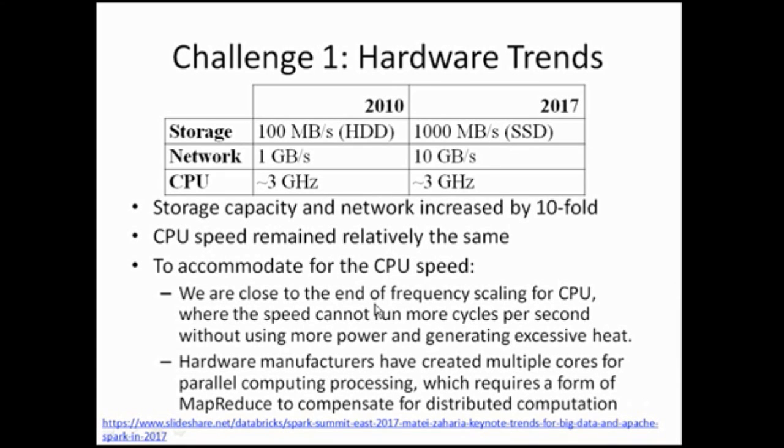It's because we are close to the end of frequency scaling for CPU, where the speed cannot run more cycles per second without using more power and generating excessive heat. And to accommodate for CPU speed, hardware manufacturers have created multiple cores for parallel computing processing, which requires a form of MapReduce to compensate for distributed computation.